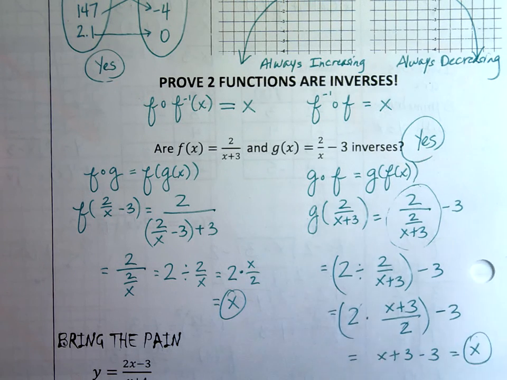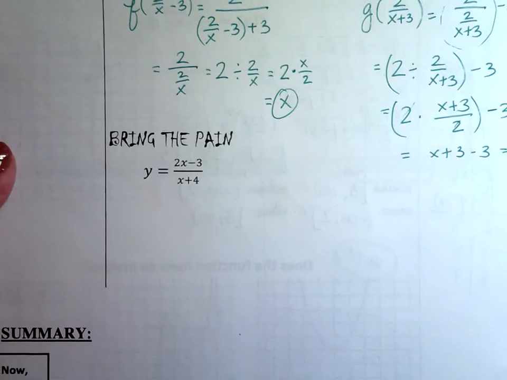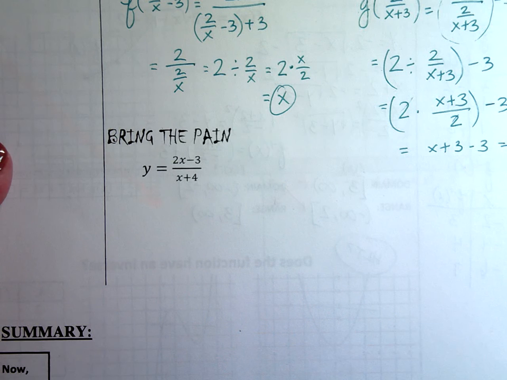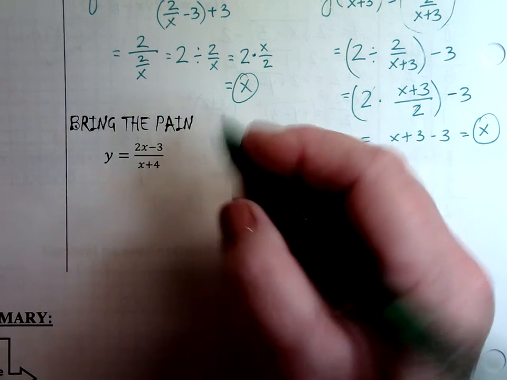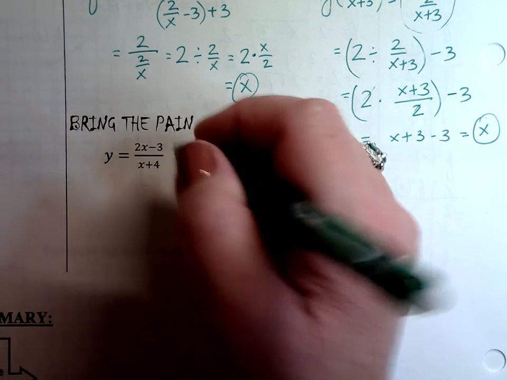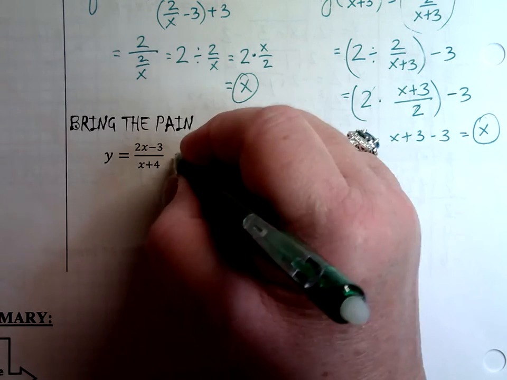Here comes the last example. Bring the pane. Again, it's algebraically a bit of a cumbersome thing, but here's your story. You're finding this one, they want you to, they didn't really say this. Bring the pane, they want you to find the inverse.